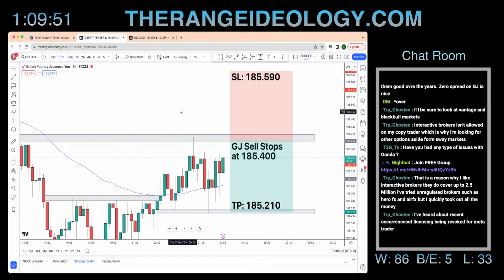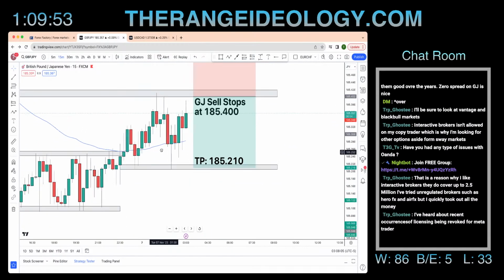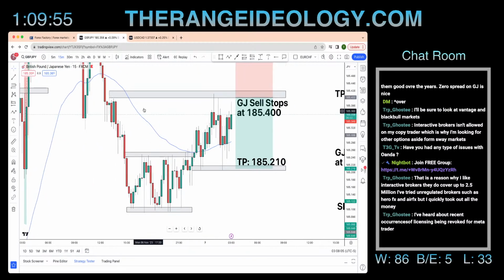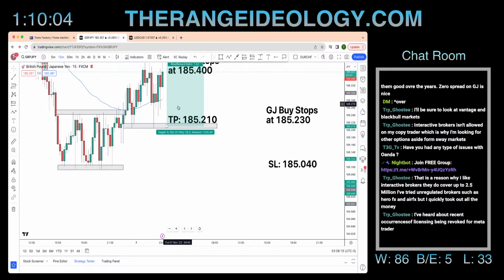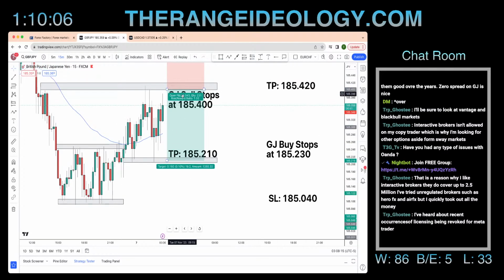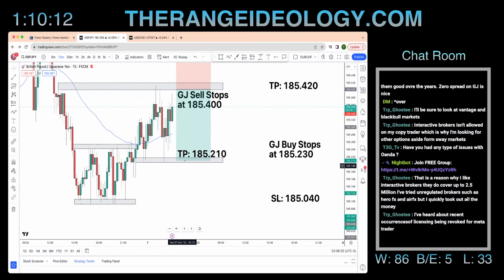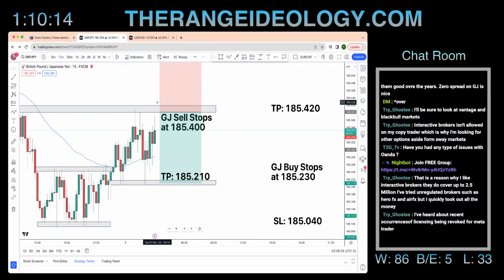Will I let runners run at that point? Possibly, because we have this larger frame in mind here as well, the larger range. If indeed it does come up here and respect this, I will let some runners run, with maybe a stop loss in profit somewhere, right? But maybe close 50 or even 75% here, just depending on how it moves.